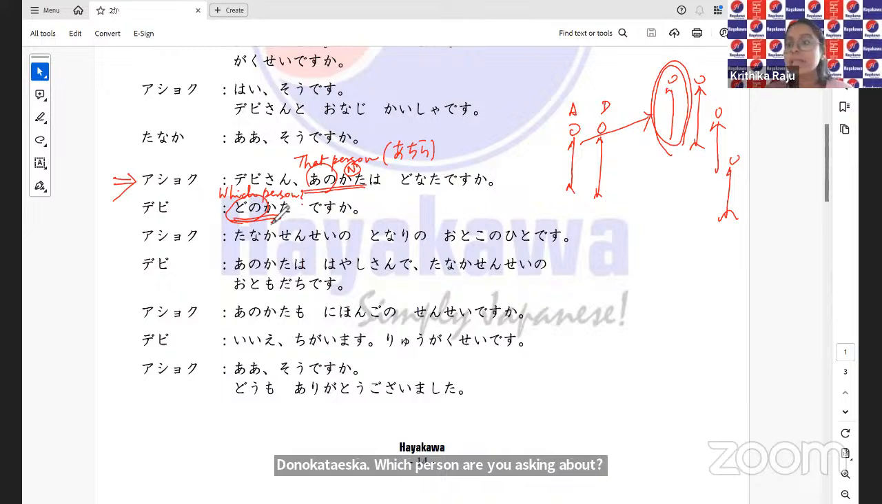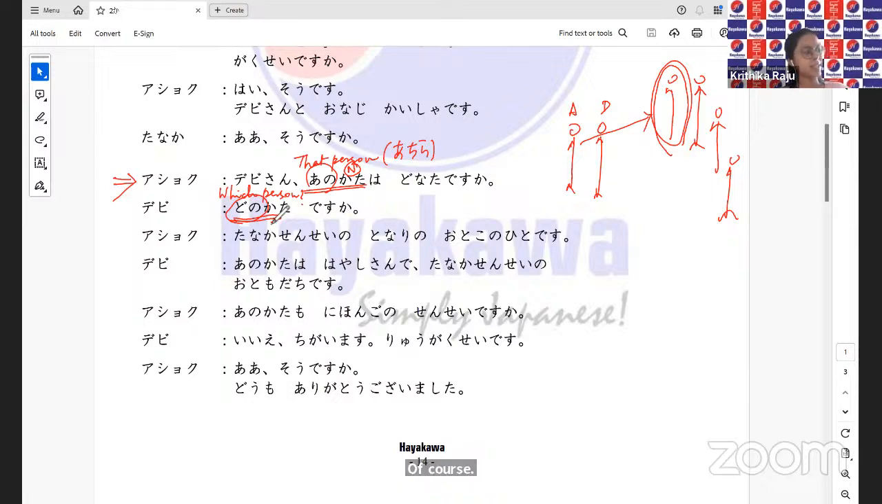So now Ashok is explaining which person he is pointing to. So can we read that? Tanaka sensei no tonari no otoko no hito desu.